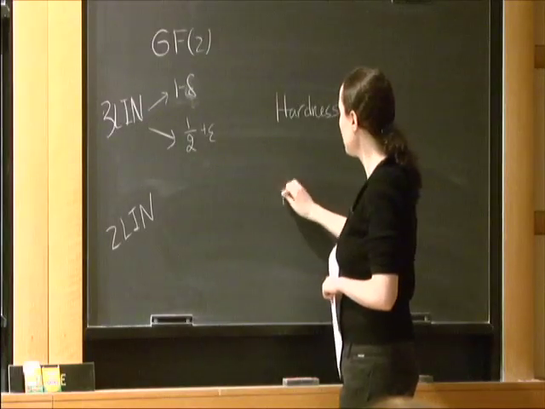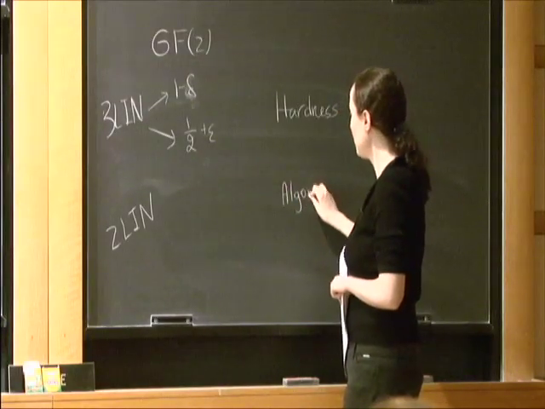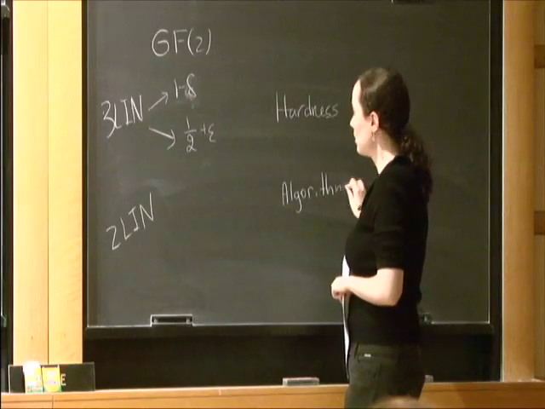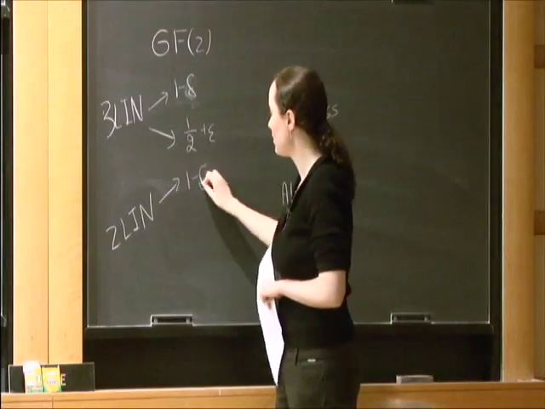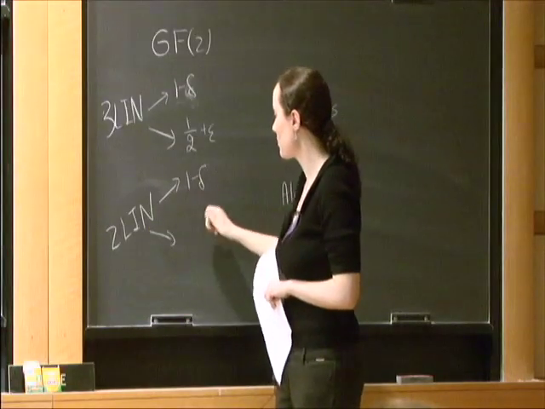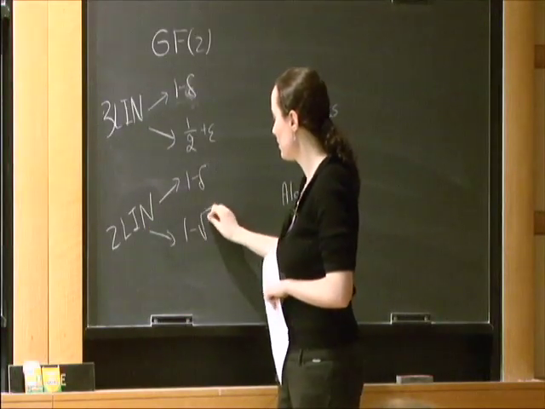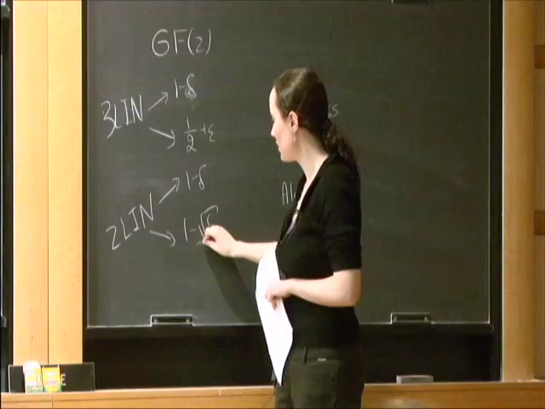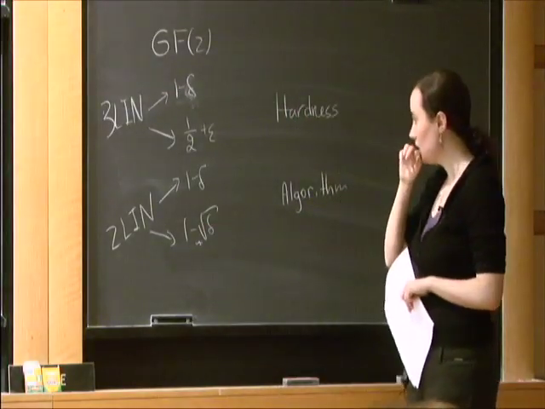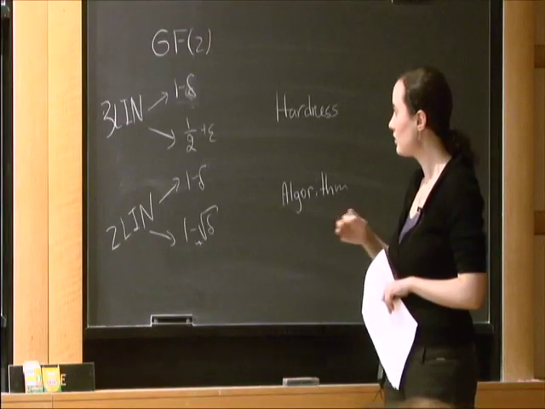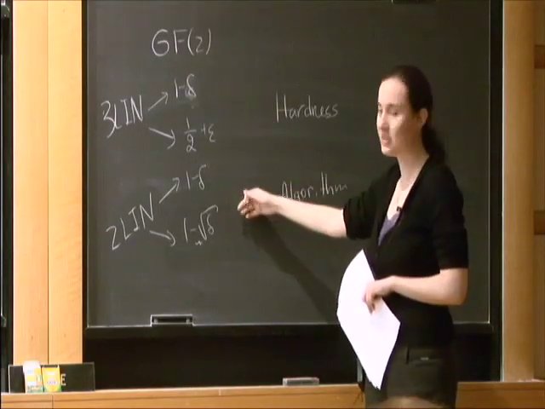And for 2-lin, or for max cut, we have an algorithm that can distinguish between essentially 1 minus delta and 1 minus square root delta. The question is, what is the constant here? Okay, so the behavior is very different.